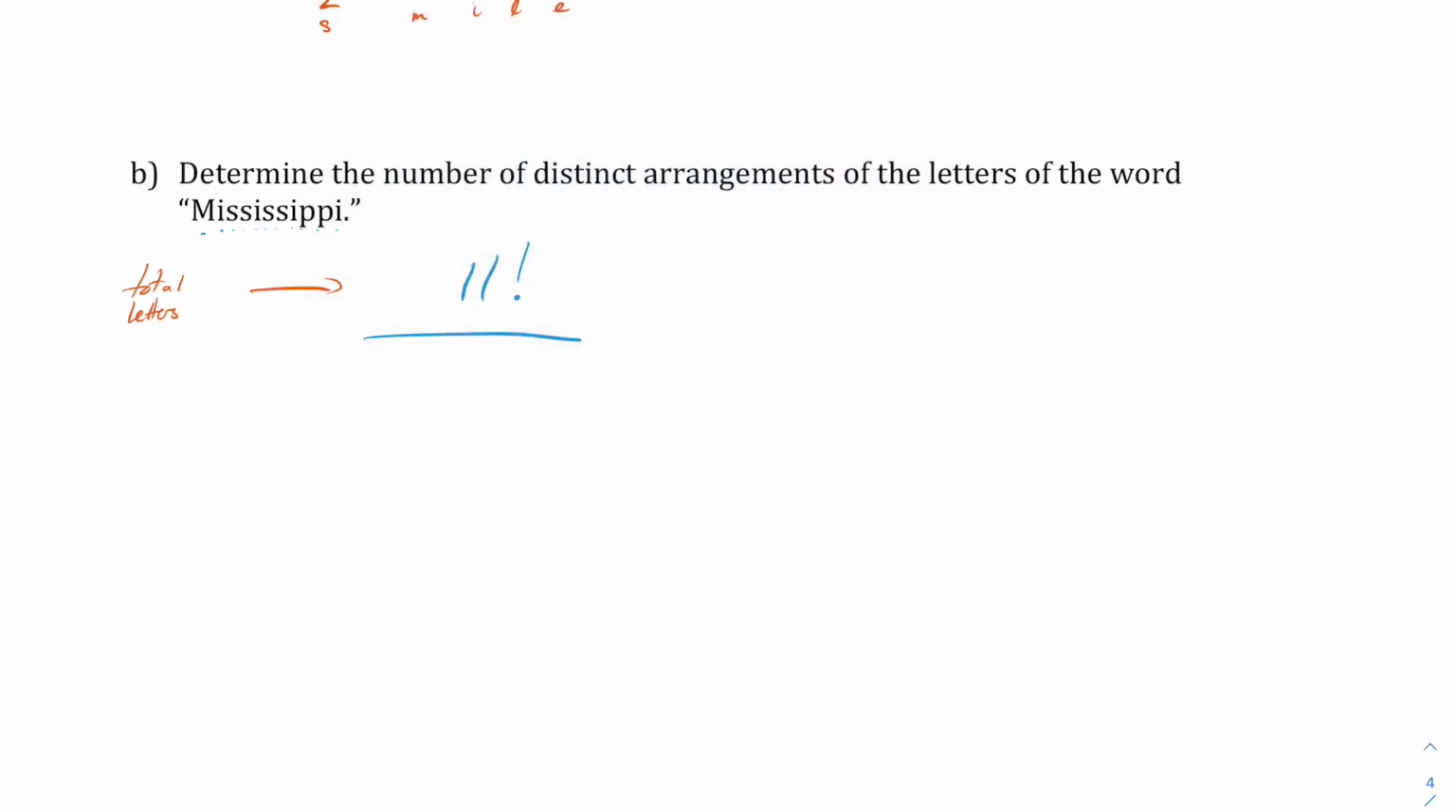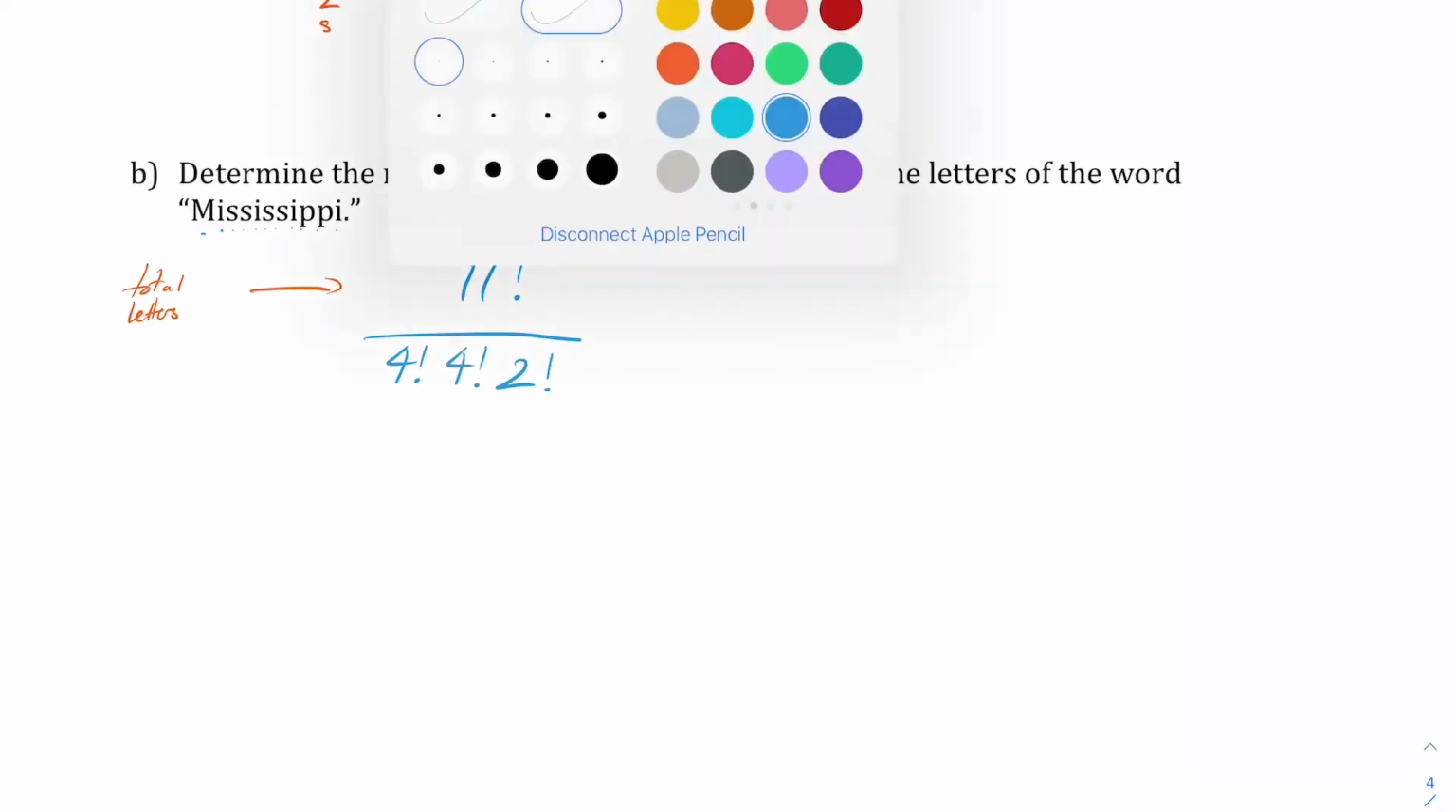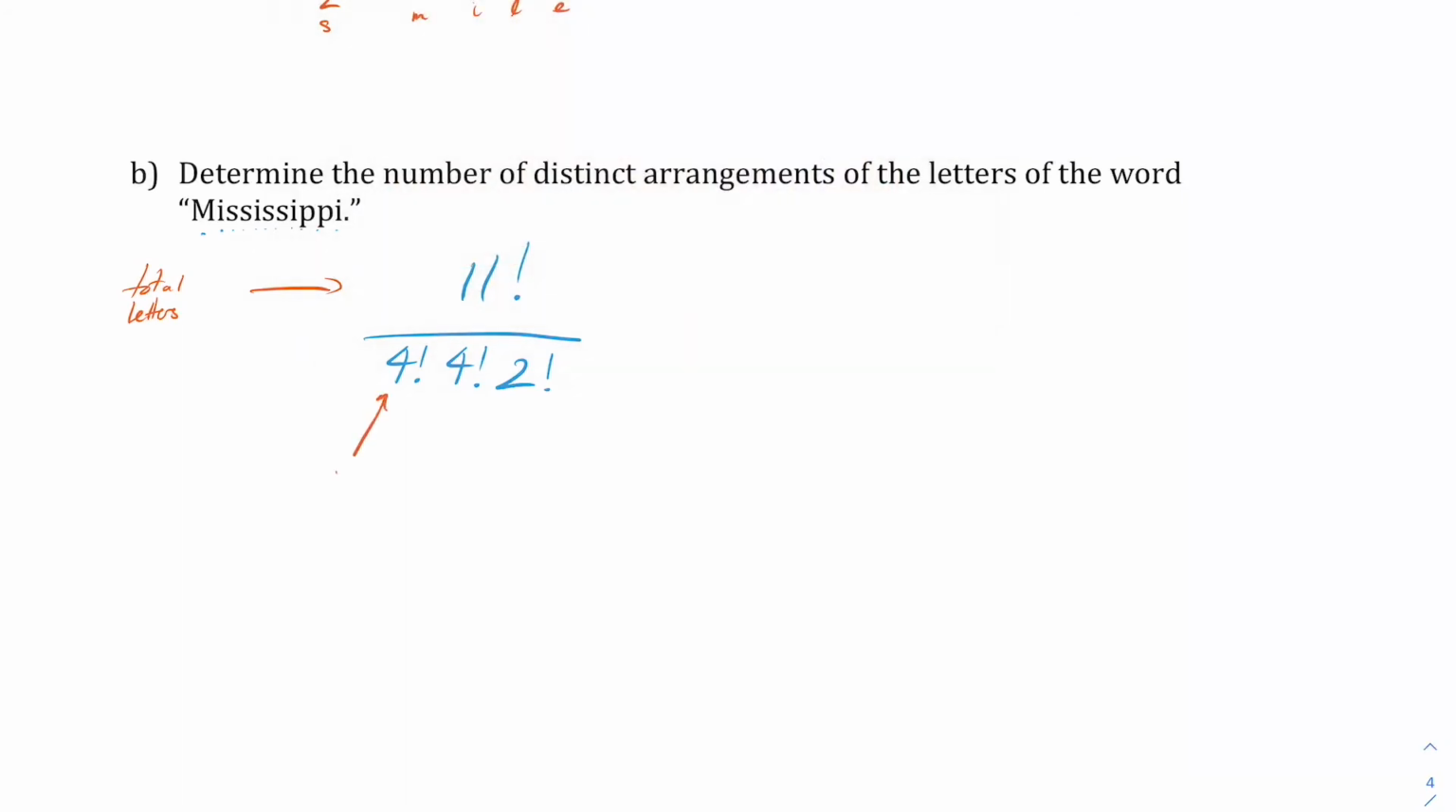And on the bottom, I only have 1 M, so I'm not going to really care about accounting for that. 4 I's, 4 S's and 2 P's. So this was because of the I. This was because of the S. This was because of the P's.